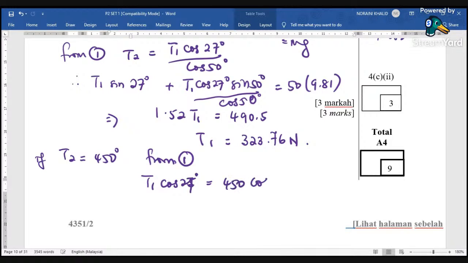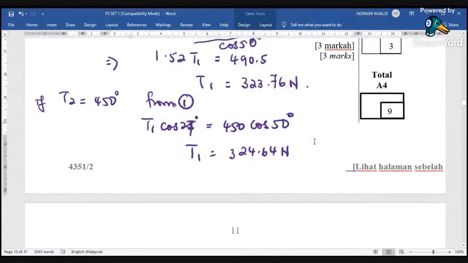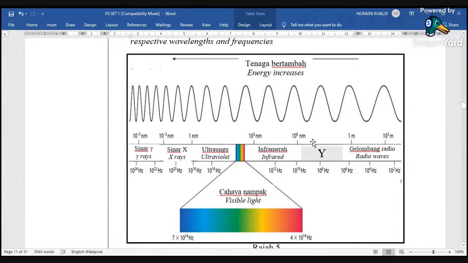450 cos. Okay, there is a slight difference in the answer given. Okay, number 5.